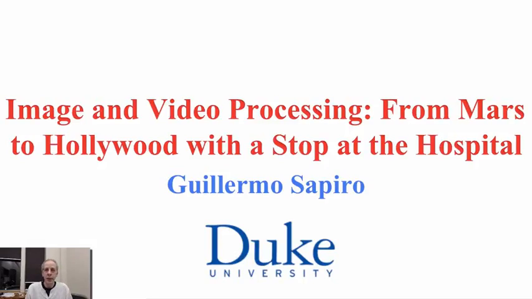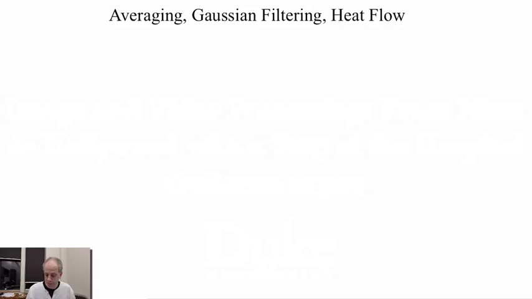Let us present some very simple and very interesting properties of mean filtering, basically local averaging. Let's go right ahead into that. You see here the title, Averaging, Gaussian Filter and Heat Flow, and we're going to explain all of them. But let's start with a very simple exercise.